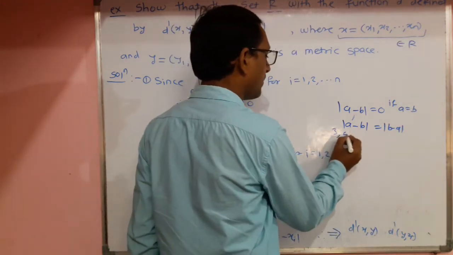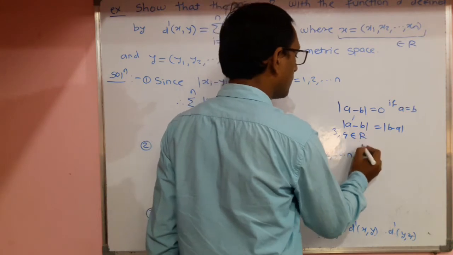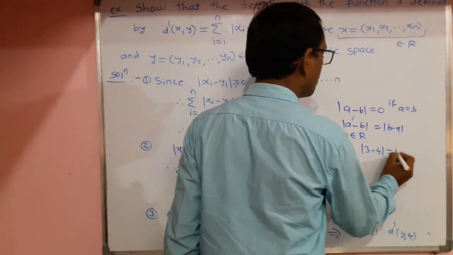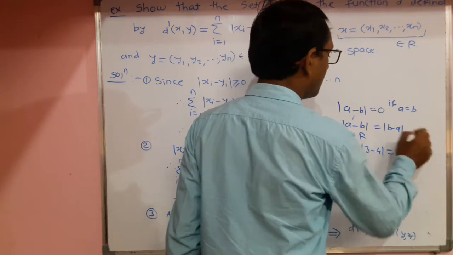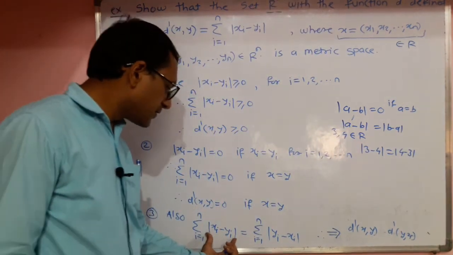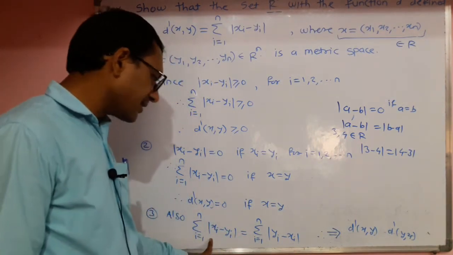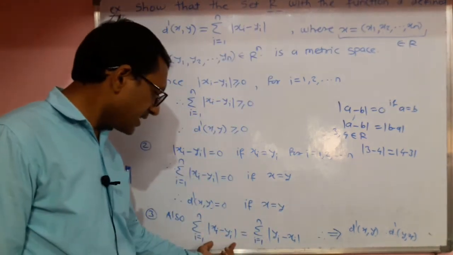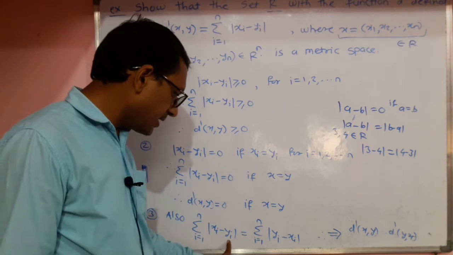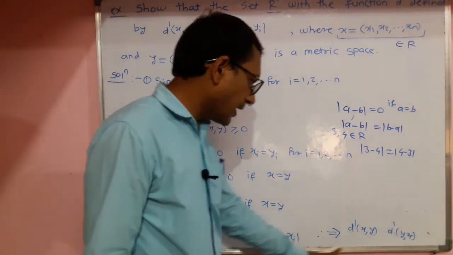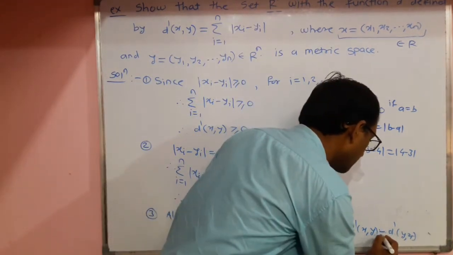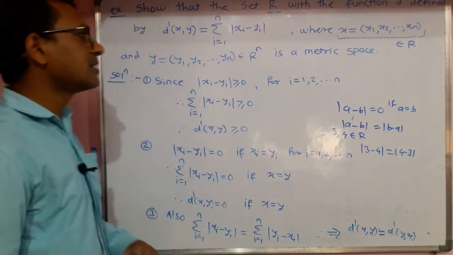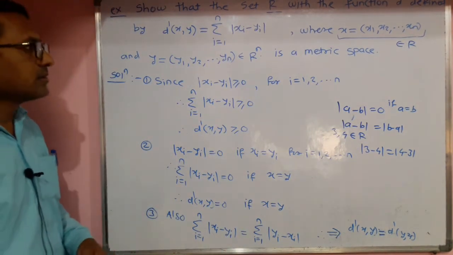For example, for the real numbers 3 and 4, mod of 3 minus 4 is equal to mod of 4 minus 3. So both are equal. That's why these differences and their summations are equal. This left hand side is nothing but d dash of xy and the right hand side is d dash of yx. Here both are equal. So the third condition is also satisfied.